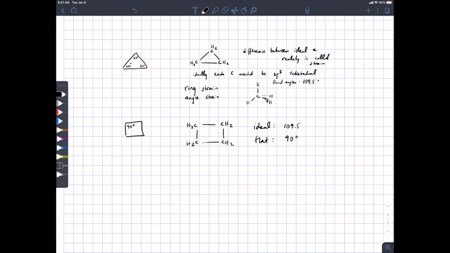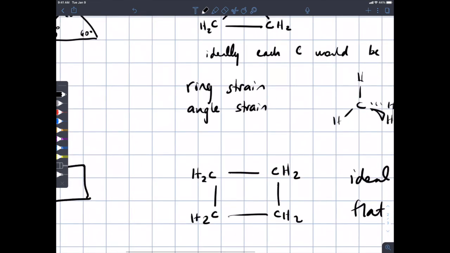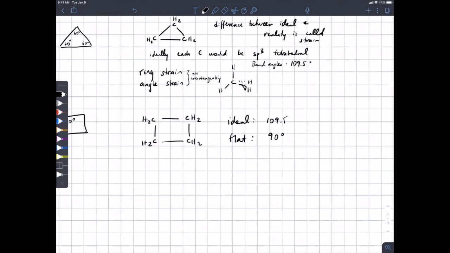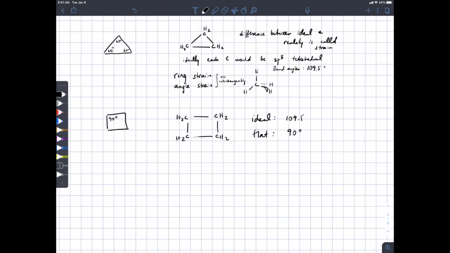Someone's asking, what is the difference between ring strain and angle strain? I guess we can use this interchangeably. Is there an E in interchangeably? Who knows? Another thing I don't care about.